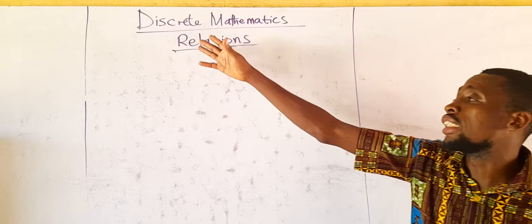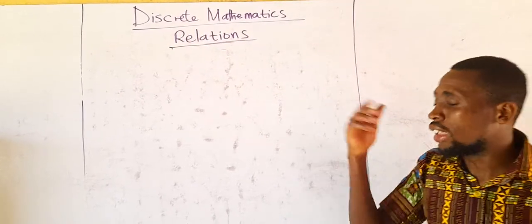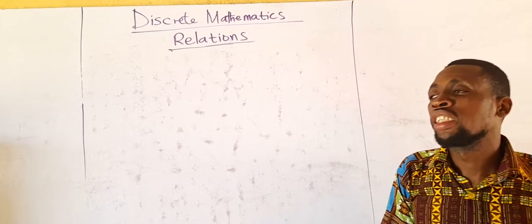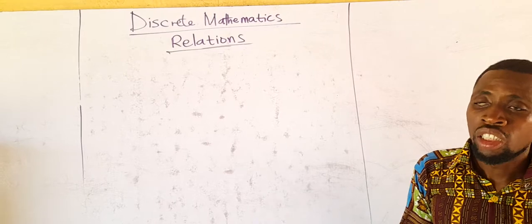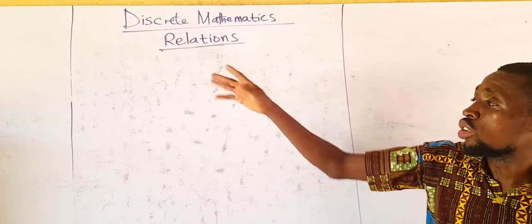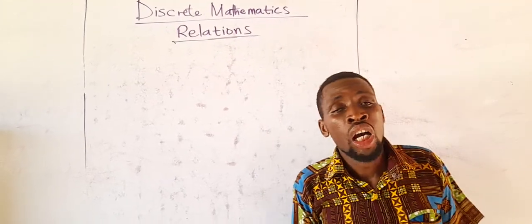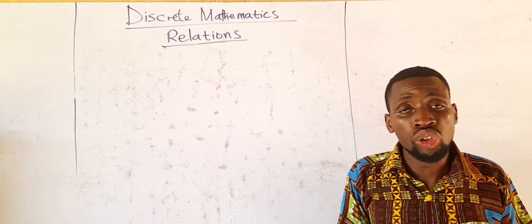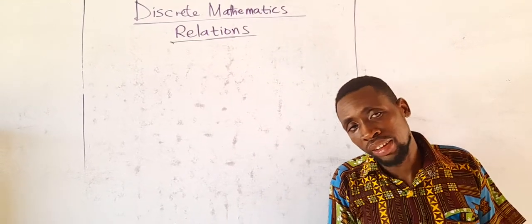Today our discussion will be based on discrete mathematics. Discrete mathematics is one of the higher-level courses that we pursue as mathematics and computer science students. Under this, we'll be doing relations. Before this video ends, I will try to explain relations to you. We'll learn how to find the relation of a particular set.